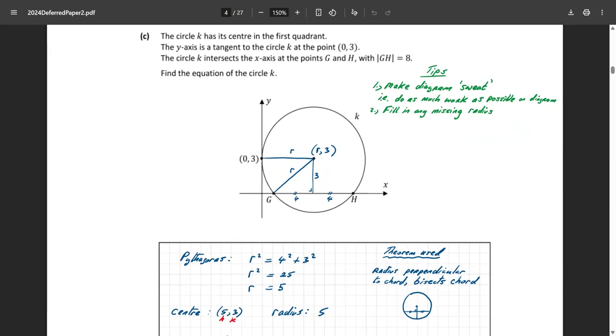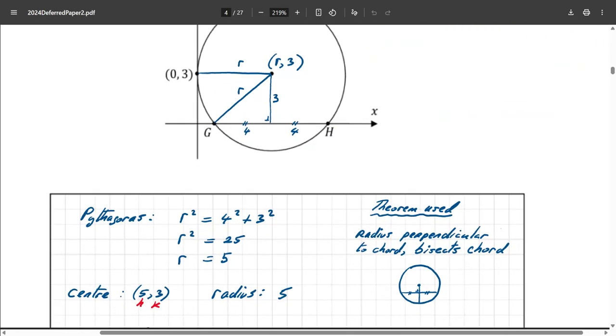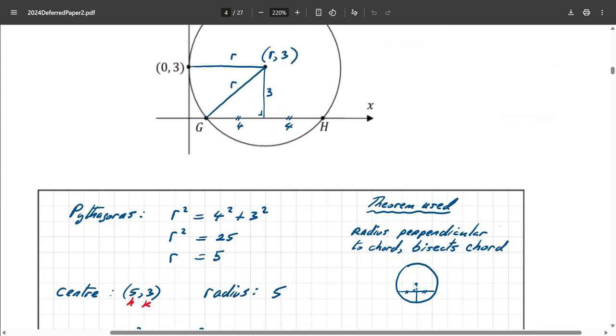Now, what else can we get from this? Something we haven't used yet. We've used these pieces of information up here. We haven't used this line here yet, that it intersects the x-axis at G and H. In other words, that's a chord from G to H. And we're told the distance GH is 8 units. Now this brings to mind another theorem. If you have a radius and a perpendicular chord, the radius bisects the chord.